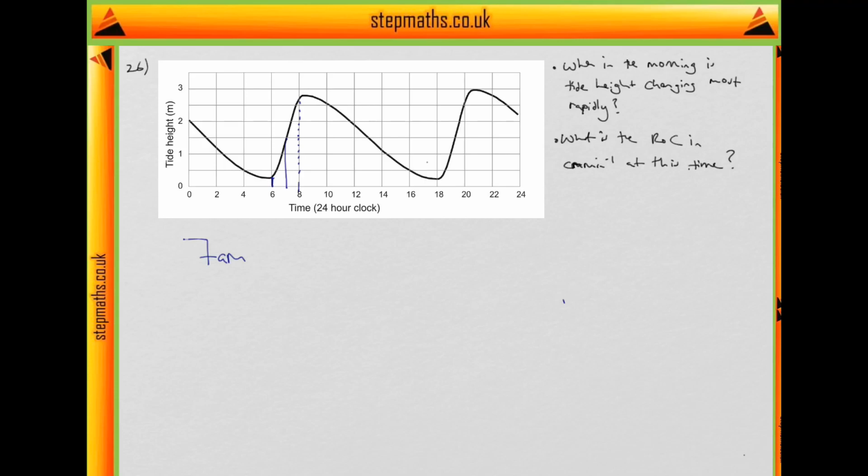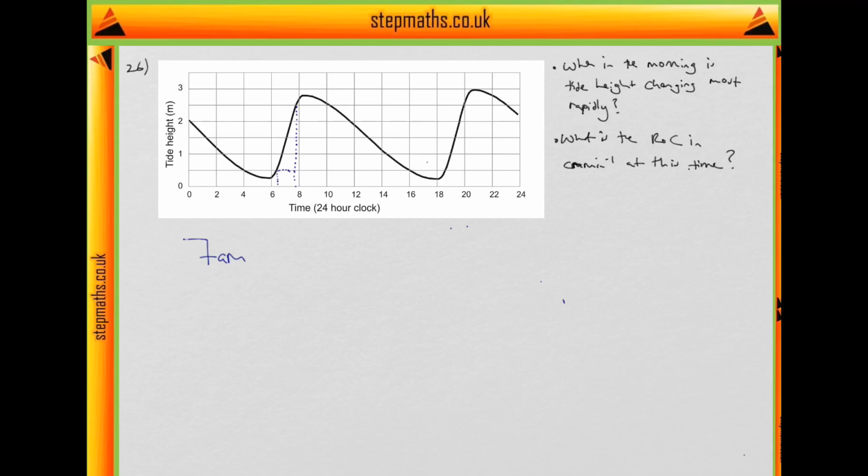Okay, and then we're asked, what is the rate of change in centimetres per minute at this time? Well, that's just the value of the gradient. So if we extend downwards, if we look at where it's effectively straight, we get this point here, and then we get this coming down like this, and we have a change in x.